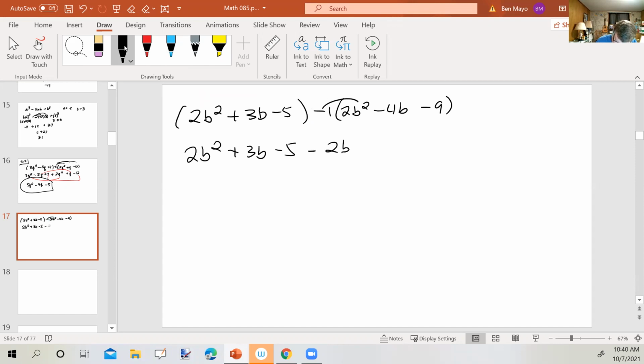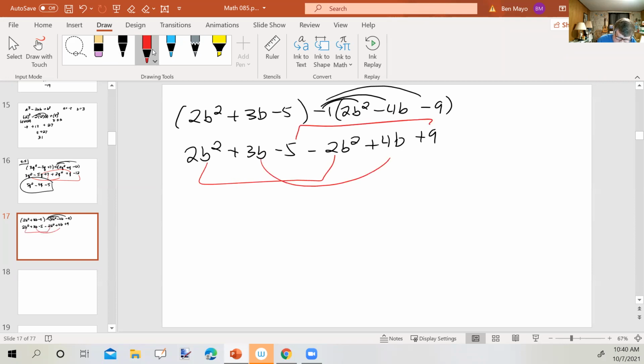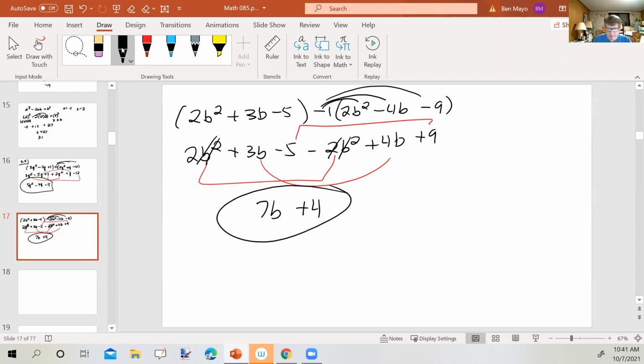So we get minus 2b squared. Minus times minus is plus 4b, minus times minus is plus 9. Now combining like terms, those go together, those go together, those go together. 2b squared minus 2b squared is 0b squared. 3b plus 4b is 7b, and minus 5 plus 9 is plus 4. So there's our final answer. Any questions about that situation?